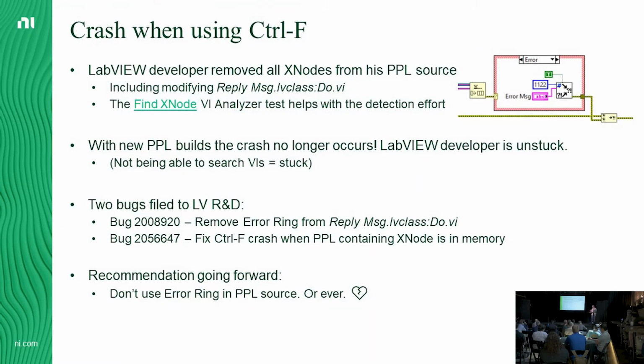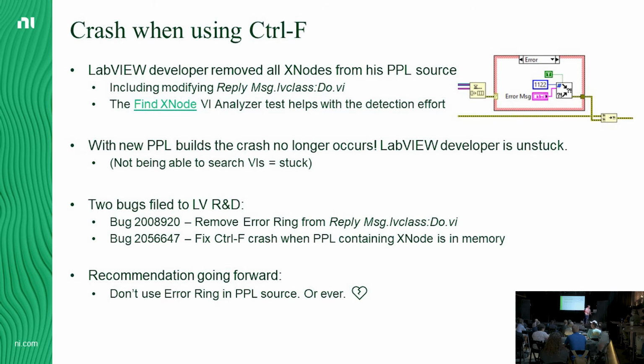So my LabVIEW developer that I was working with, he got rid of his error rings, he got rid of his match patterns, he rebuilt his PPLs. LabVIEW no longer crashes when he does Control F. In my opinion, being able to find things in LabVIEW is pretty essential to LabVIEW programming. In my opinion, he was stuck when he was getting these crashes. His team had to remember, oh wait guys, don't ever do Control F while we're doing development. Like, come on, that's ridiculous.